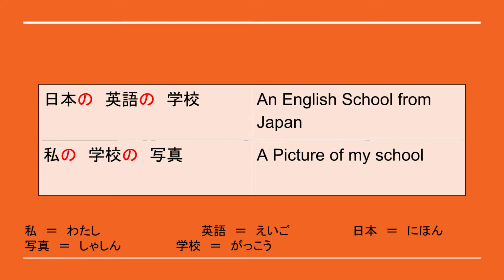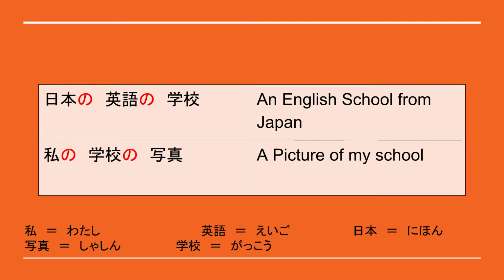So first we have gakko, a school. But what kind of school is it? Eigo no gakko, an English school. Is there any kind of more information that you can give about it? Nihon no eigo no gakko, it's an English school from Japan.